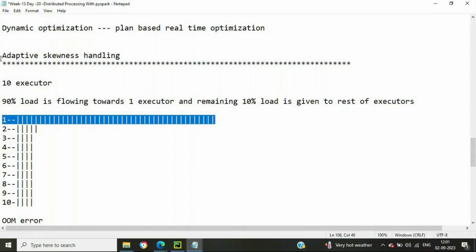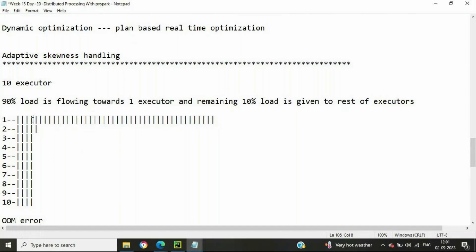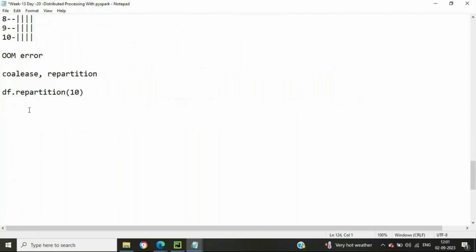I will tell you. First, we are going through the betterment that is given by AQE. So this is the first thing that is given by AQE. We have certain other things as well.